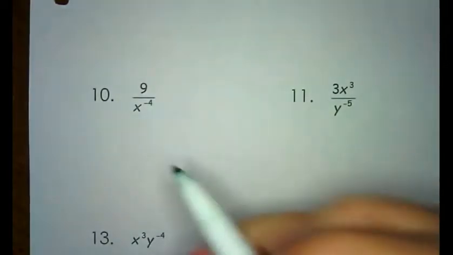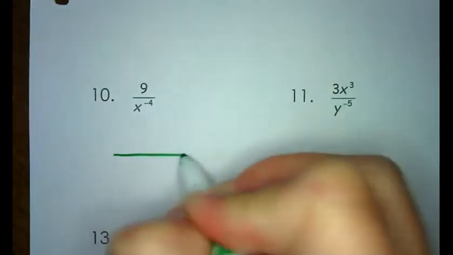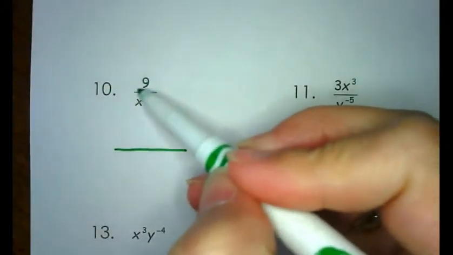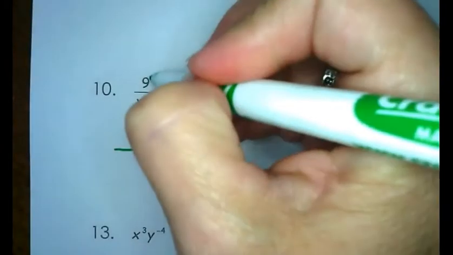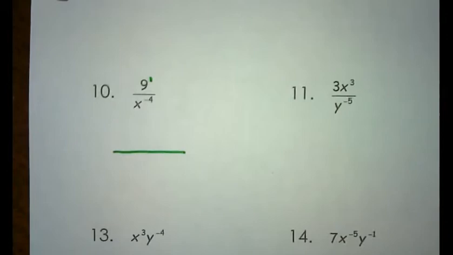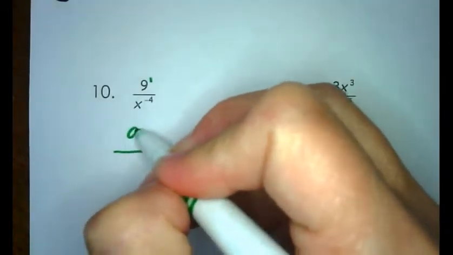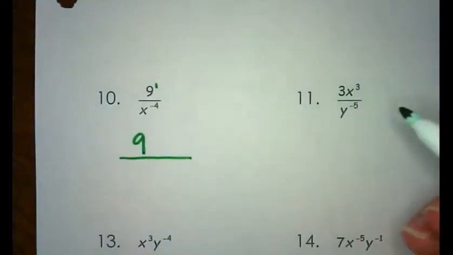So we'll start with this one right here. So I'm going to go ahead and draw the fraction bar. I'm going to start with 9. 9 would be 9 to the first, which is positive. So the 9 is absolutely happy where he is.